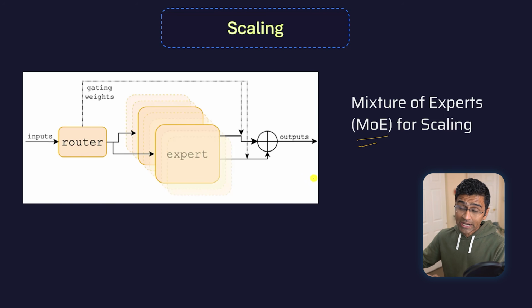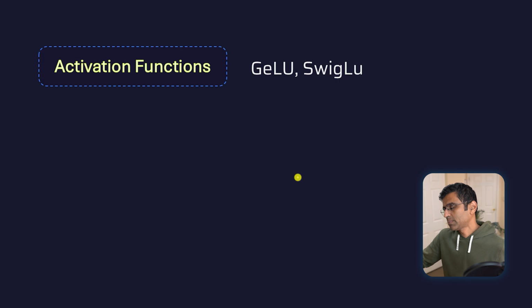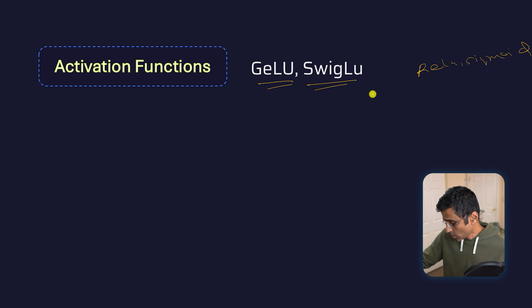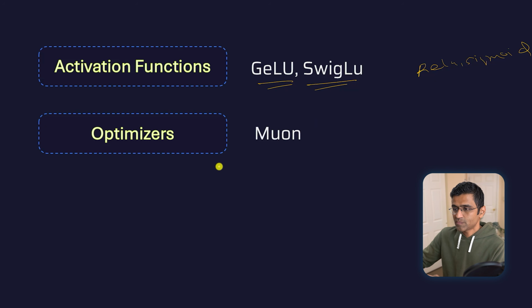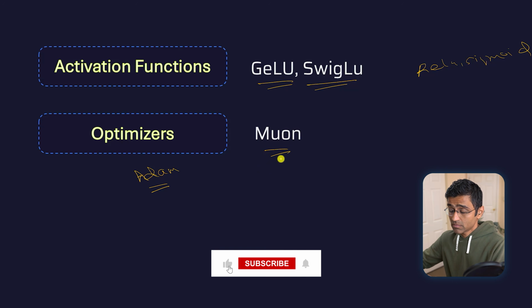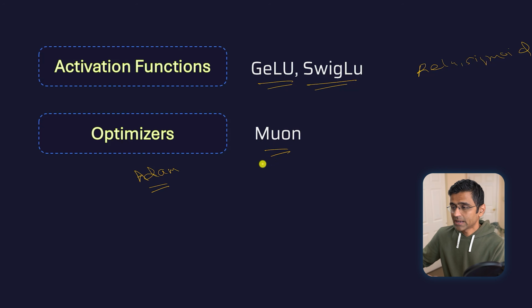Then when it comes to activation functions, if you have learned deep learning, you will know that there are traditional activation functions such as ReLU, sigmoid, etc. But nowadays, these new variants such as GELU and SwiGLU are created again to achieve efficiency and speed. And then you might be aware of optimizers such as Adam in traditional deep learning. And nowadays, new optimizers such as Muon have come up, just because you need scale and efficiency, okay?